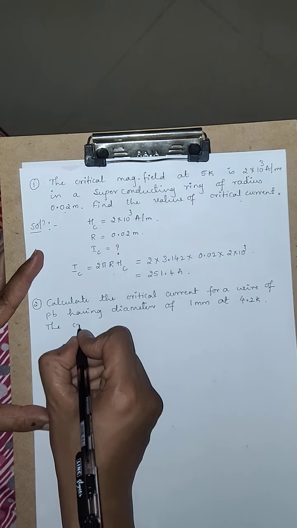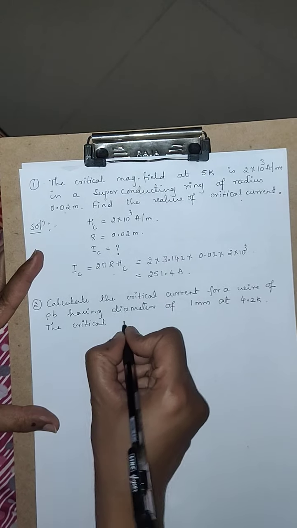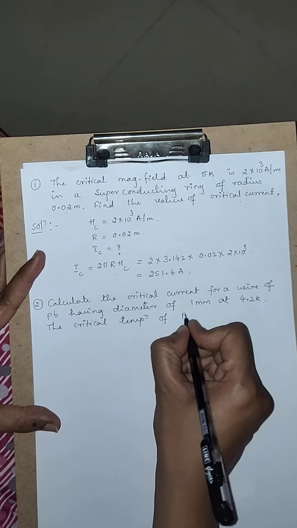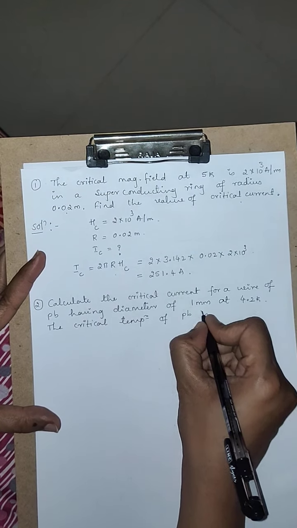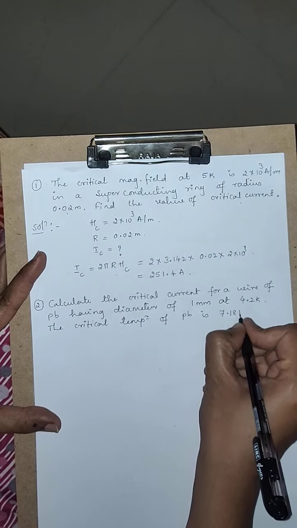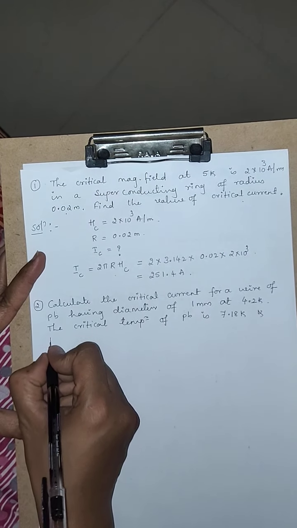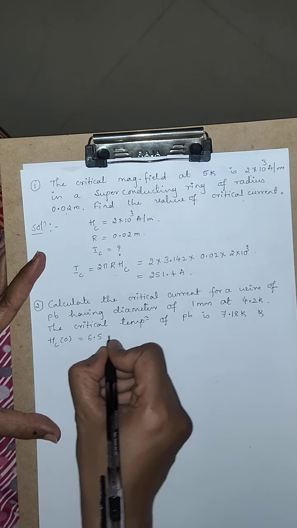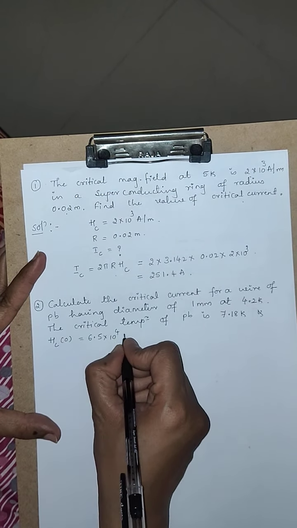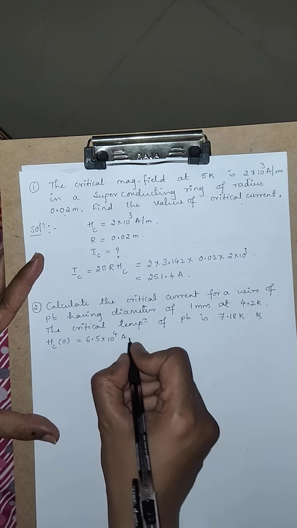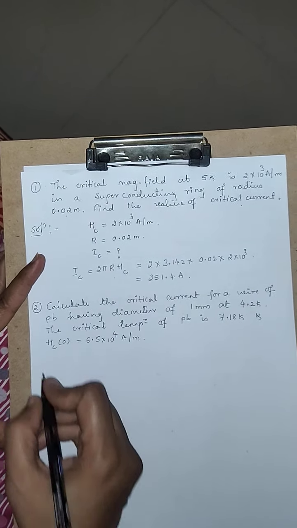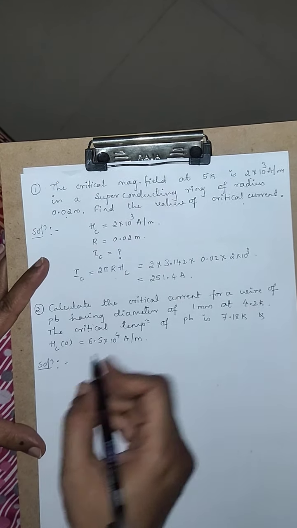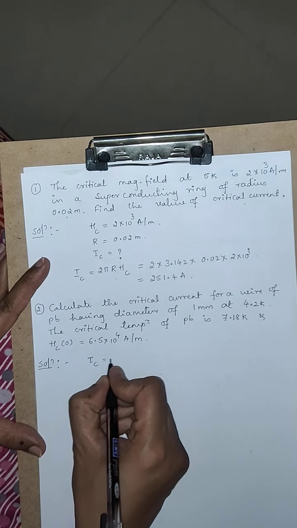The critical temperature of lead is 7.18 Kelvin and the critical magnetic field at 0 Kelvin is 6.5 into 10 raised to 4 ampere per meter. So let's see the solution of this. Calculate the critical current. So the question mark for IC.